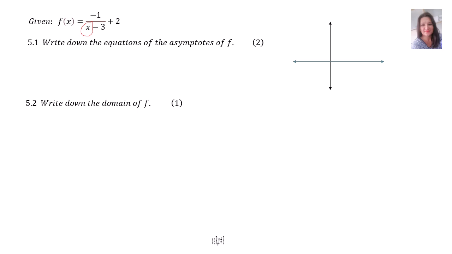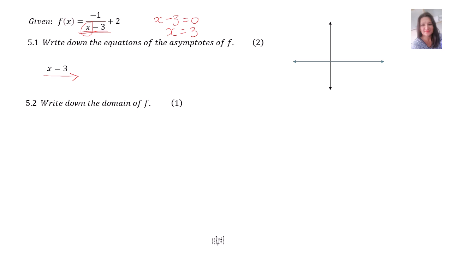So where do we find the equations of the asymptotes? First of all, we will look at the vertical asymptote. And the vertical asymptote you will find there. You take whatever you find under the line, you equate it to 0, and you get x is equal to 3. And you write it as an equation, therefore you have to write it as x is equal to 3.